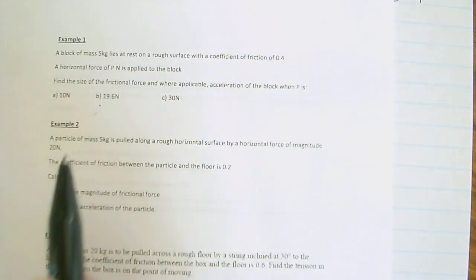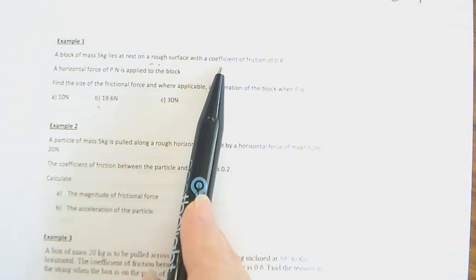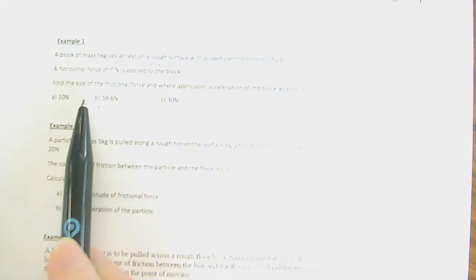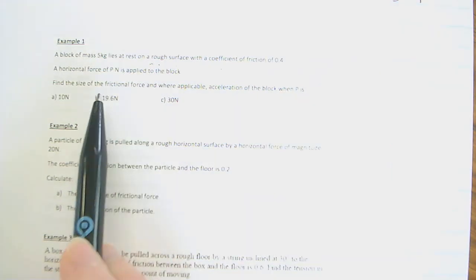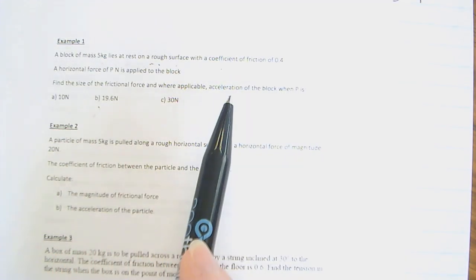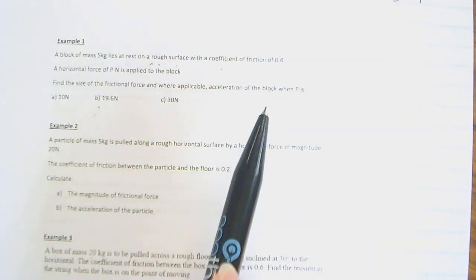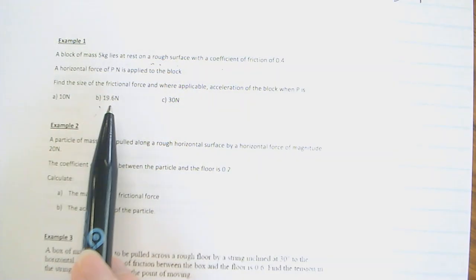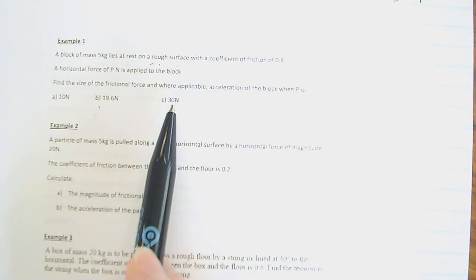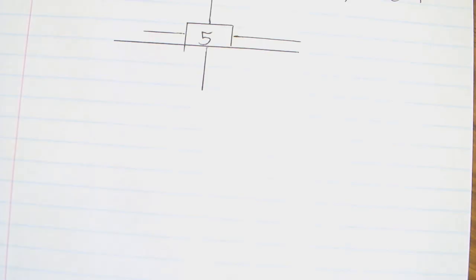Friction example 1. So we've got a block of mass 5 kilograms lies at rest on a rough surface, coefficient of friction 0.4. Horizontal force of P is applied. Find the size of the frictional force where applicable, and where applicable the acceleration of the block. First off when P is 10, then when P is 19.6, then when P is 30.